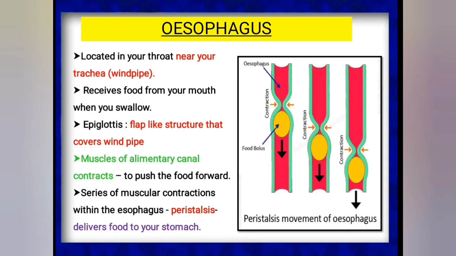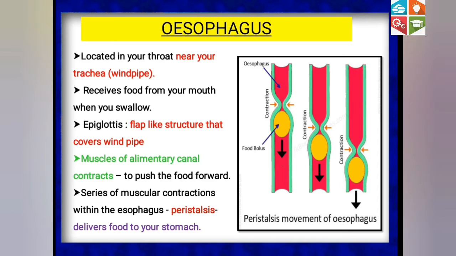Sometimes when you talk and eat, you get hiccups, or there is a chance that the food can get inside your windpipe and you can choke. To prevent that, there is a flap-like structure which covers the windpipe, and it is called the epiglottis. So the epiglottis is a flap-like structure seen at the windpipe.